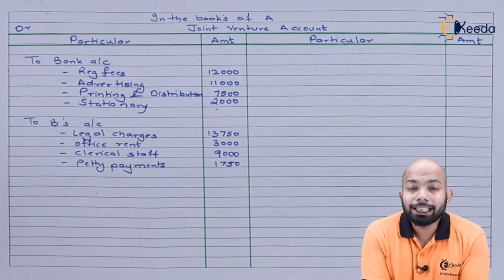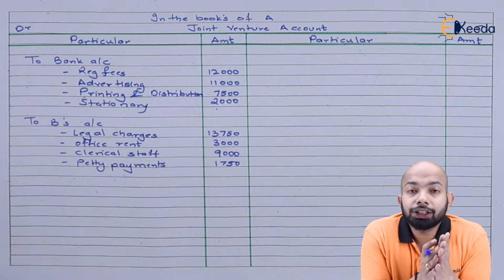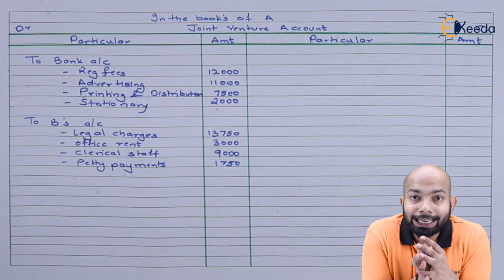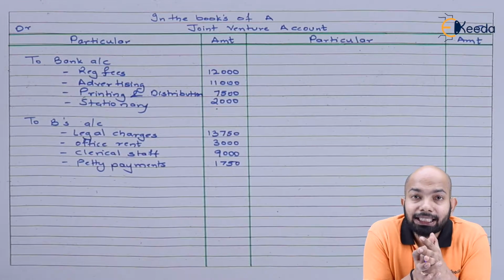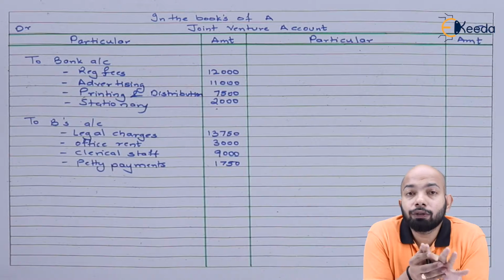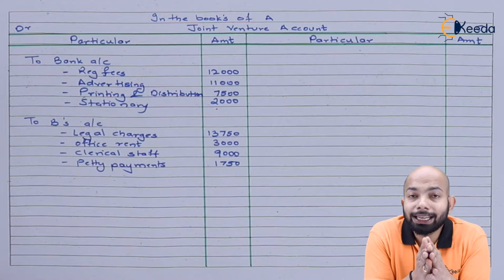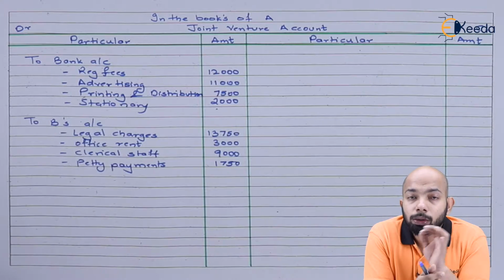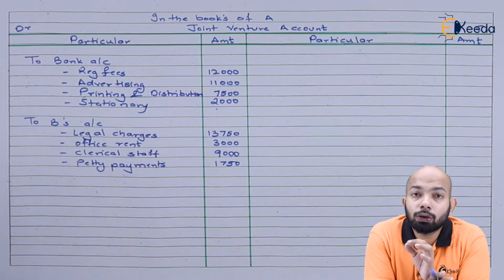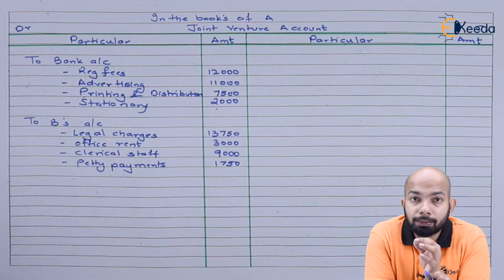Now, the next item on the debit side will be the shares that were taken over by A. Here, this will be the amount that is fully paid up by A. That means 15,000 shares of rupees 10 each were taken over by A. Hence, the entry will be joint venture account to bank account. This will be related to the expenses of 15,000 shares which were undersubscribed.